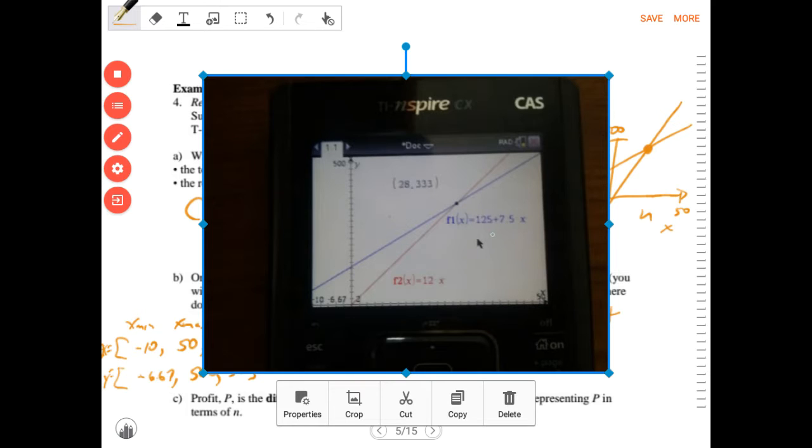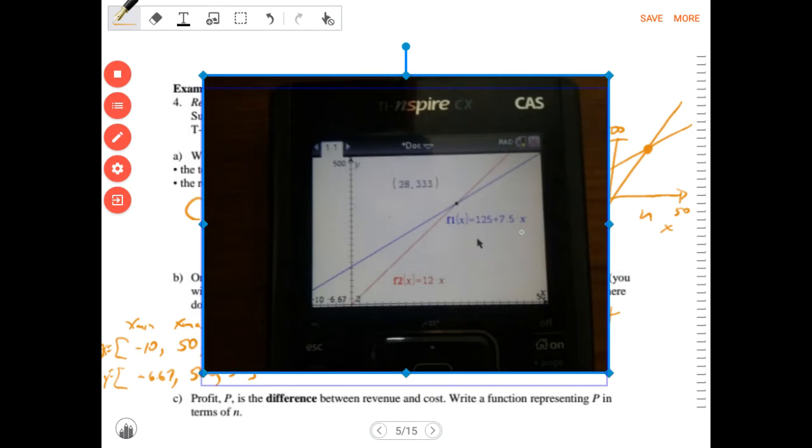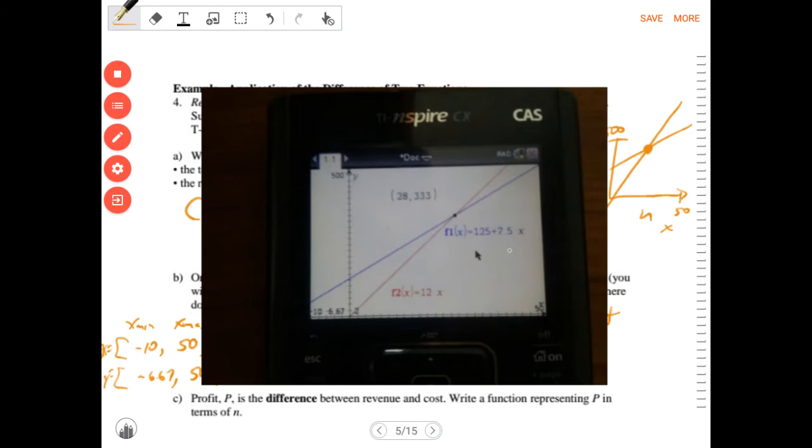2833.33. Okay, and you can see the graphs. Now remember, your calculator doesn't graph n's either, so that's why there's an X here, and a 12X. So not a big deal, right? The X's mean n's, that's fine. Okay, all good. So you graph the two, and then there's your intersection point. So again, what that means is your break-even point is 28 t-shirts.